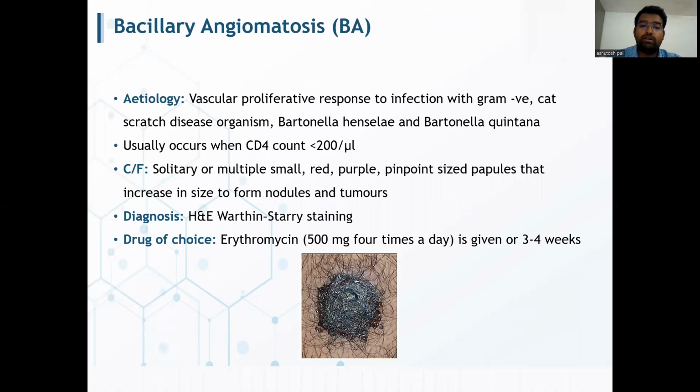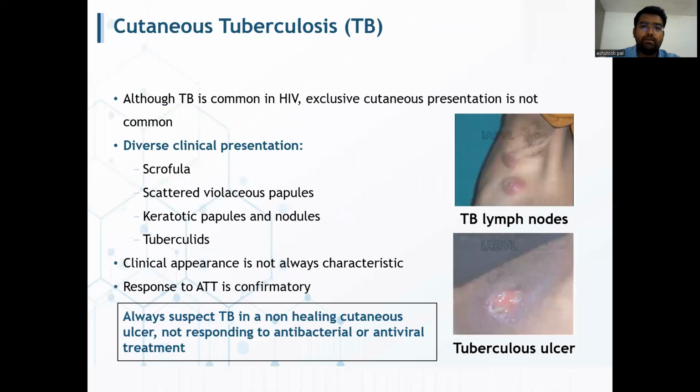It usually occurs when CD4 count is less than 200. It presents as solitary or multiple small red pinpoint-sized papules that increase in size to form nodules and tumors. Now, the diagnosis is by H&E staining and Warthin-Starry staining. Drug of choice is erythromycin, 500 milligrams 4 times a day, given for 3 to 4 weeks.